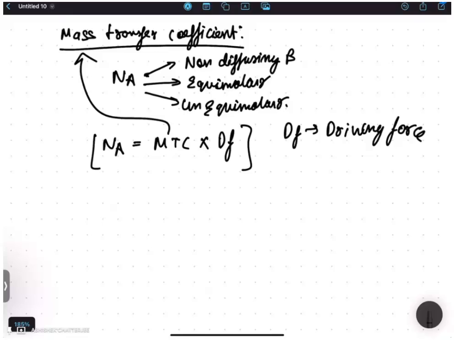Clear. So for any complex situation where finding the velocity profile or the concentration profile is very difficult, we can generalize a formula for our flux Na, that is equal to mass transfer coefficient into driving force. Now how does this work? The Na you already know, it is mole per meter square second. This is the unit of your Na. Okay. Now what is our driving force?